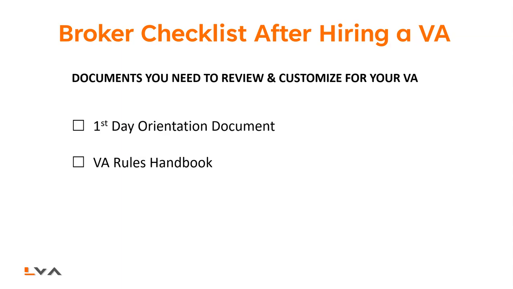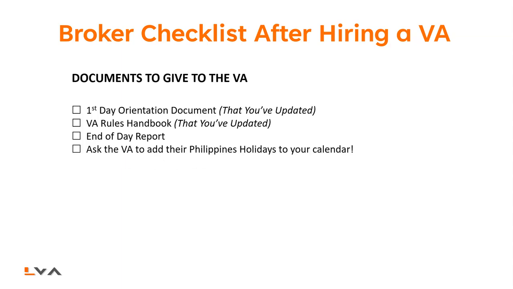Regarding documents, there are 2 documents that we need you to open up. We're going to give you access to these in a Word document. We need you to review them, get to know them, and then customize them. Inside these documents, we have placeholders where you can put in your own criteria. The first is the first day orientation document. The second is a VA rules handbook. Once you have those updated, you'll be handing those 2 documents over to your VA.